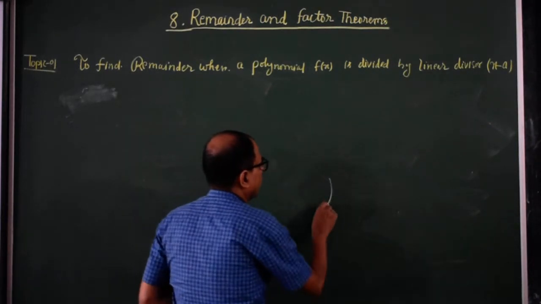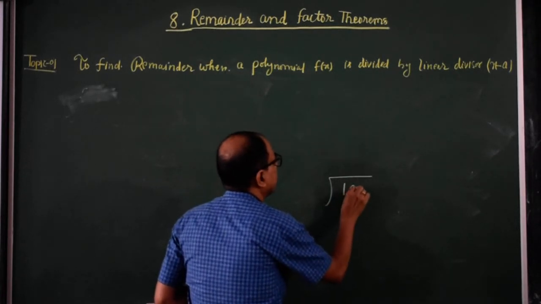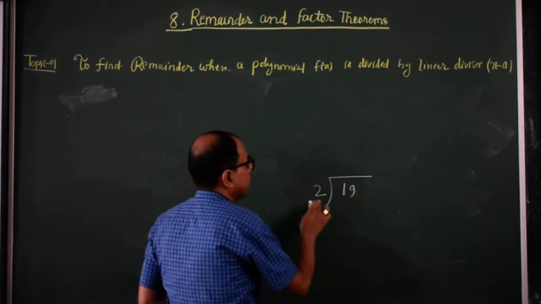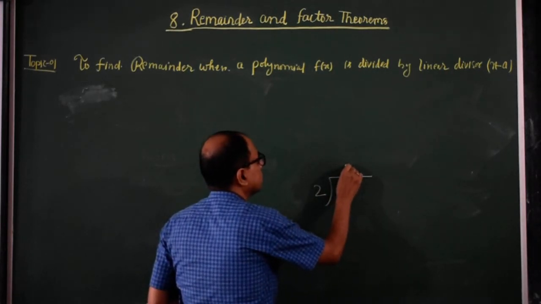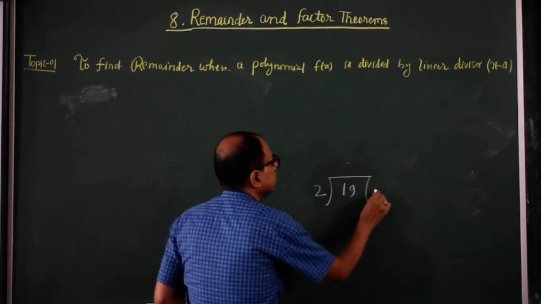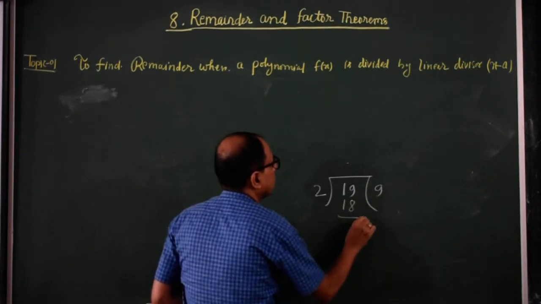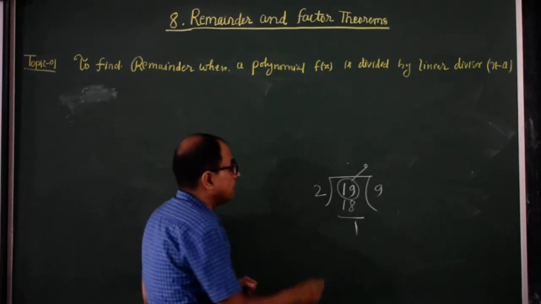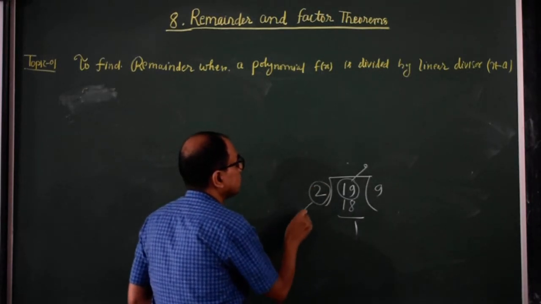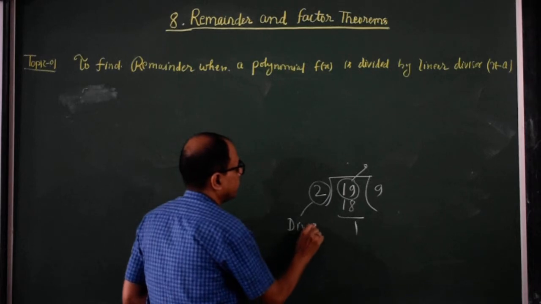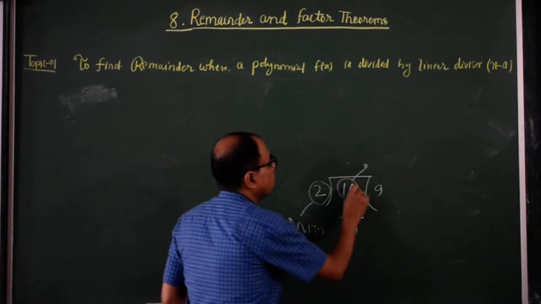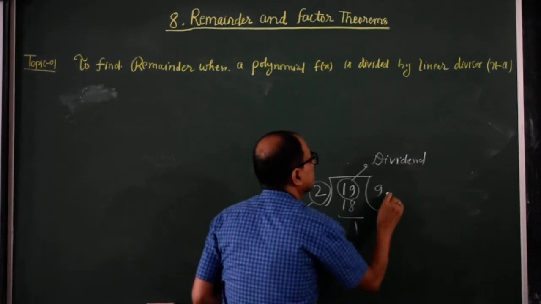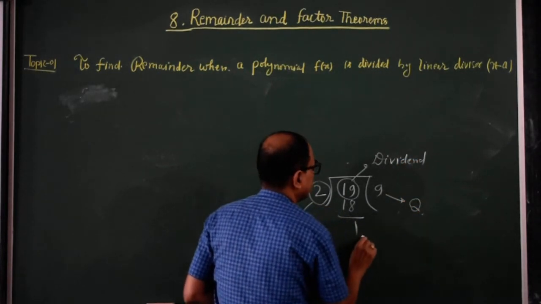Here, when any number is divided by, suppose 19 is divided by 2, so here the quotient is. This number is called dividend. This one is called divisor. This is called dividend. This is called quotient, and this one is called remainder.